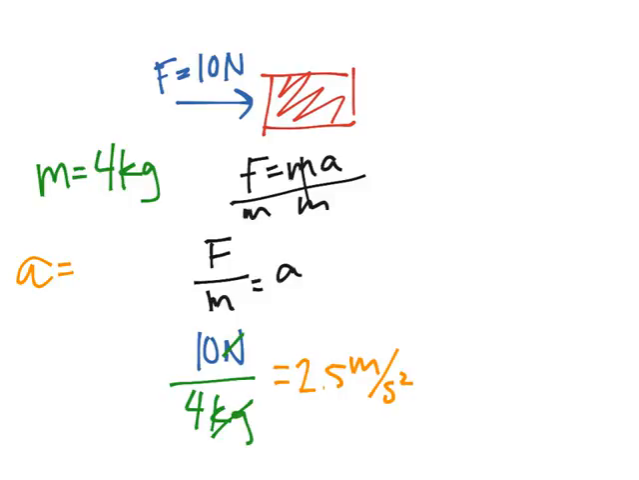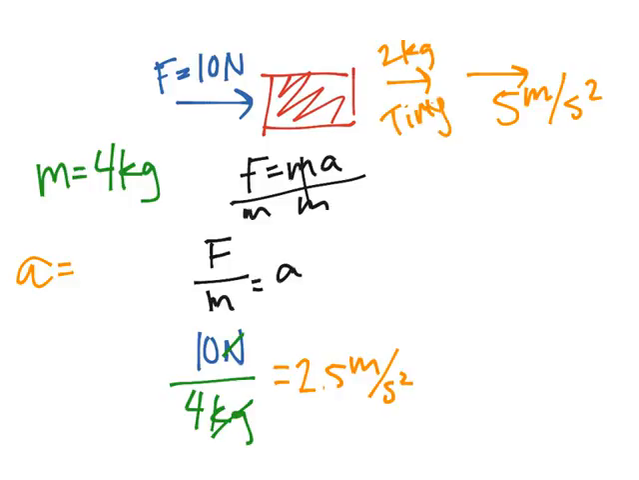Now think about it. When we had the original mass of 2 kilograms, our acceleration was 5 meters per second squared. It was twice as much. So that makes sense. When we have a tiny mass and a large mass, but you hit them with the same force, the tiny mass will accelerate faster. There's less stuff to move. It's easier to move it. So this displays the proportionality between force and acceleration and how mass affects that.